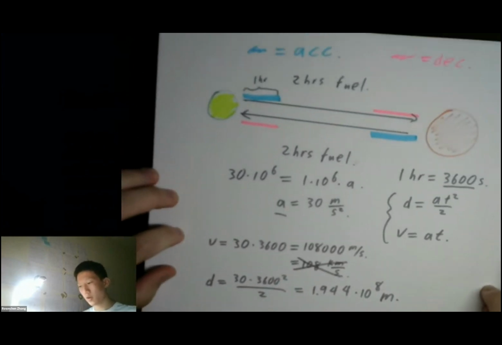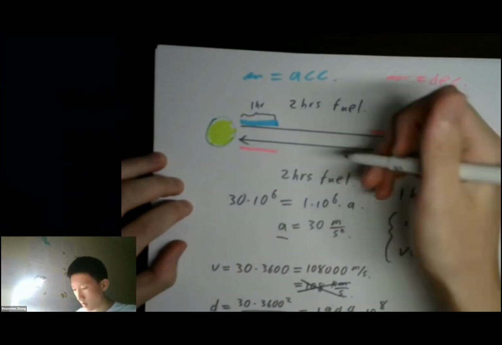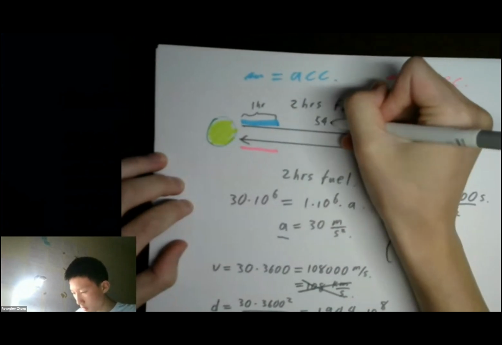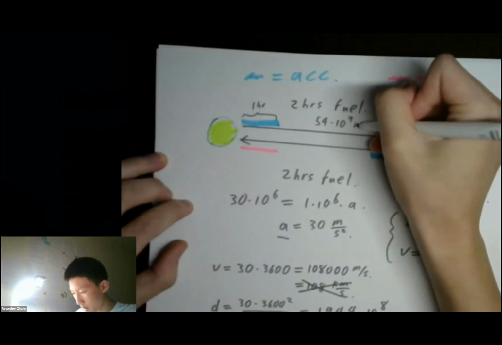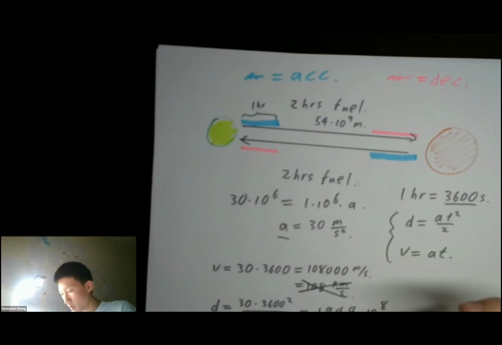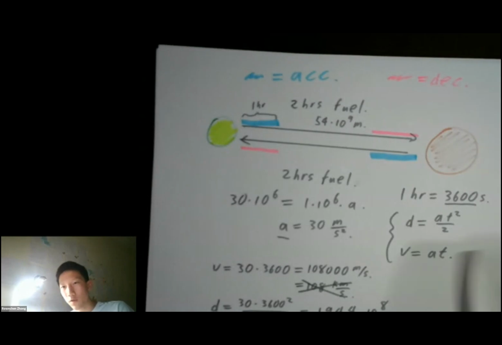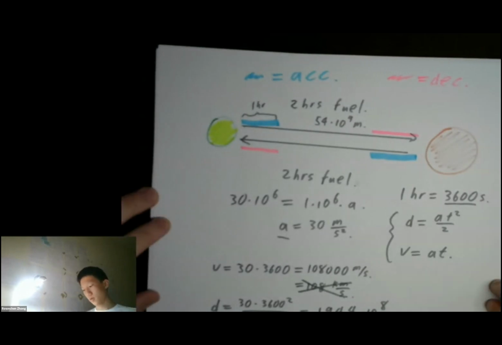In total, how far away is Mars? This distance, 54 times 10 to the 9 meters. So, to put that in perspective, we've gone approximately 4% of the way. 4%. Unless I messed up my mental math. This distance, 54 times 10 to the 9 meters.